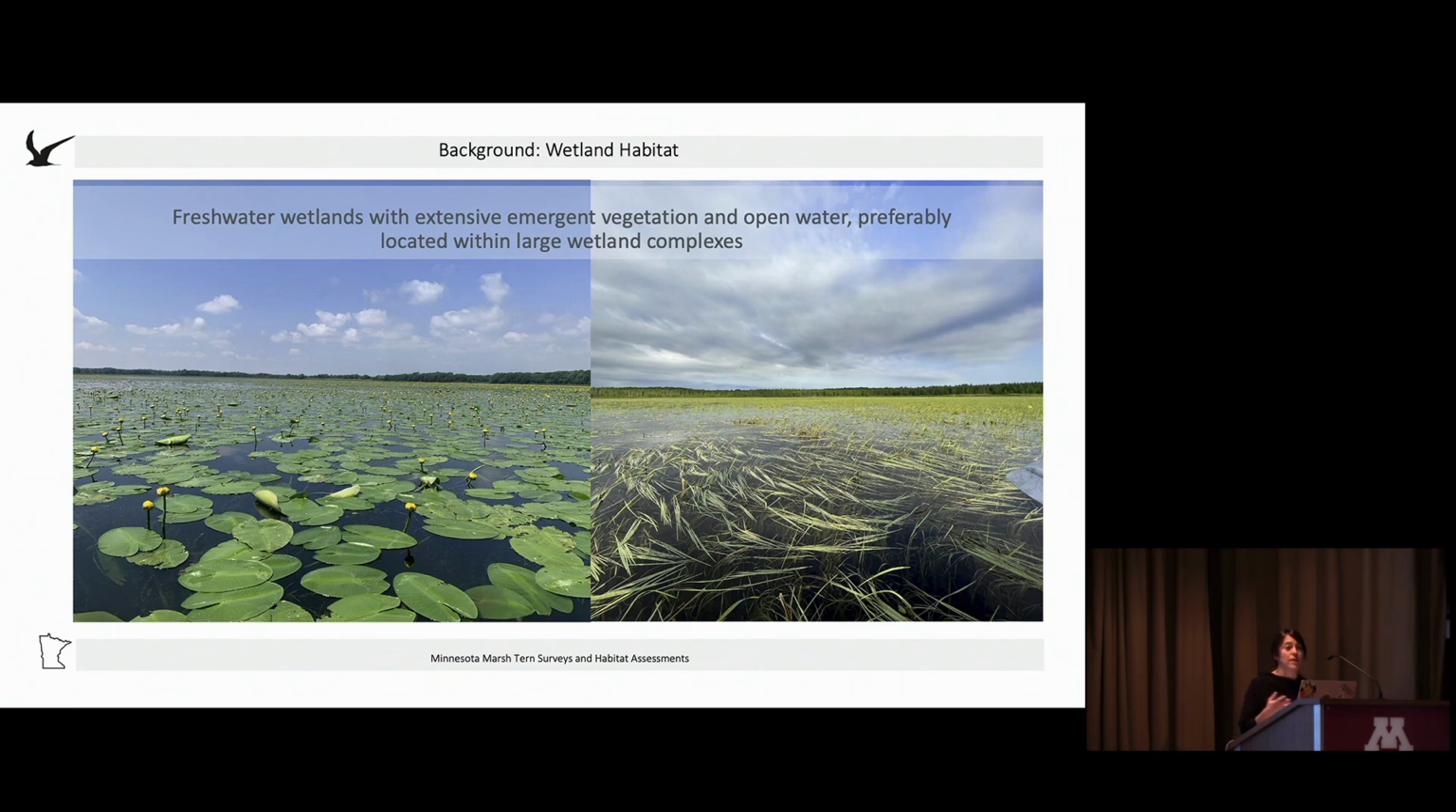So just some really basic background for both black and Forster's terns. They are wetland species. Obviously they can be found in lots of different locations, but they prefer extensive wetland, emergent vegetation and open water, and large wetland complexes where available. So of course some of these species' core areas are in the prairie potholes, for black terns especially.